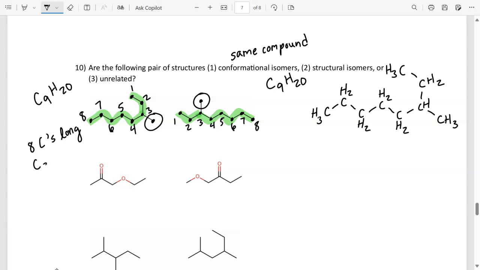And on carbon number 3 is a CH3 group, that methyl group. Okay, so these have to be the same compound. These have to be conformational isomers because they have the same carbon chain length, 8 long, and on the third carbon is that methyl group. So conformational.